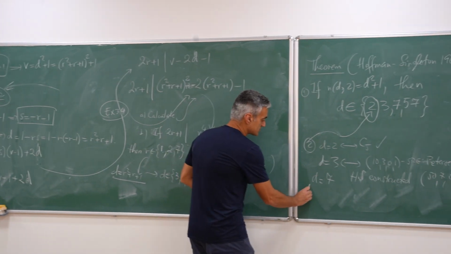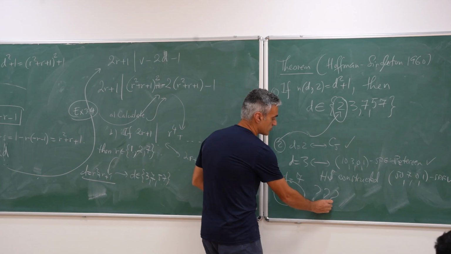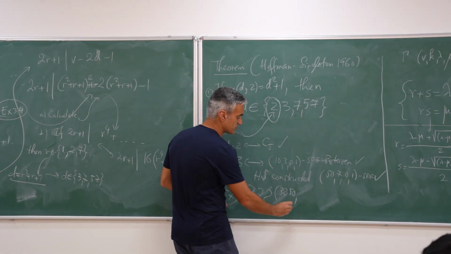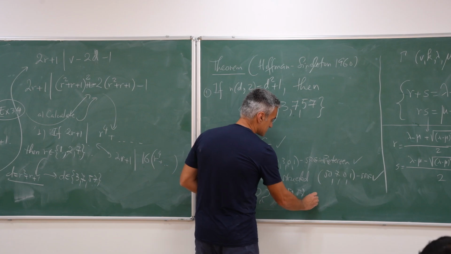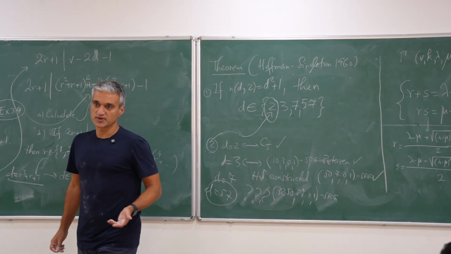And now for d equals 57, this is not known. So nobody knows if this graph, 57-regular with 3,250 vertices, (57, 2, 0, 1), exists or not.